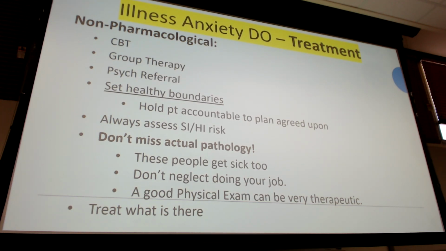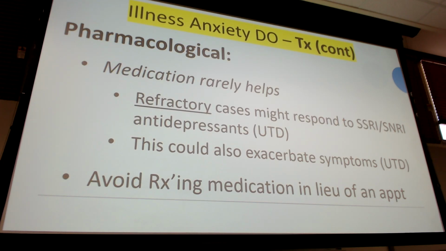What do we do first for this one? CBT. Couldn't get through this class without saying that, right? CBT. Same treatment approach as somatic symptom disorder. Set healthy boundaries. This is the one that can wear you out. Set healthy boundaries, have a rule, give them the plan, follow up, keep them accountable, but be kind. Come alongside them, but hold them accountable. Good job. Don't give them meds just to avoid an appointment with them.